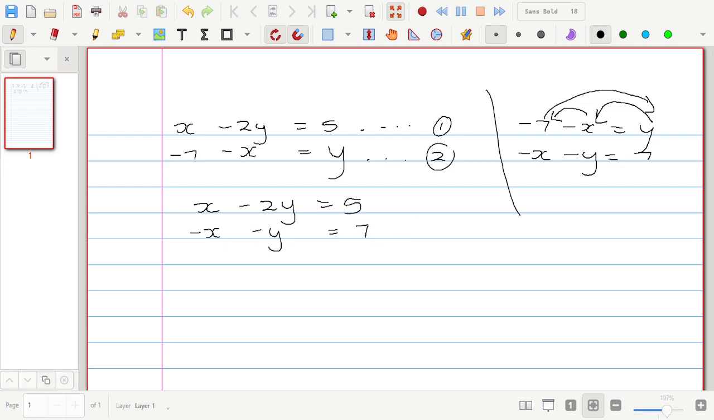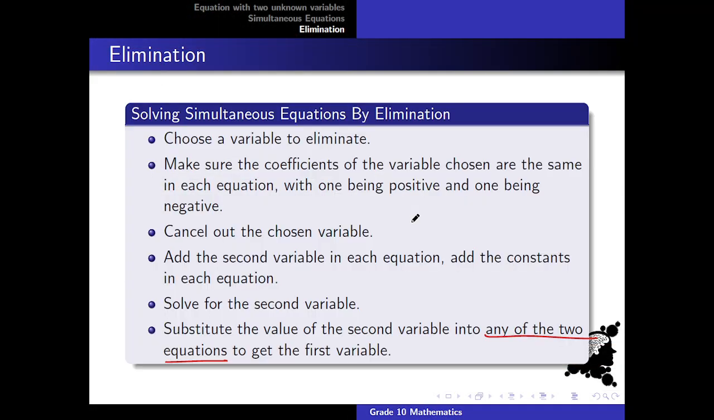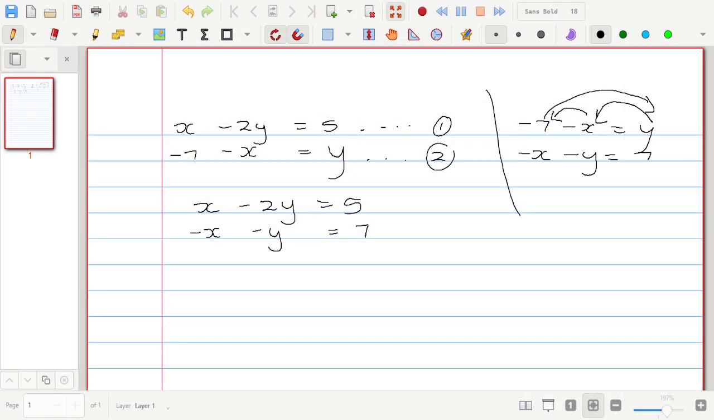Let's quickly go back to our instructions so that we can see what we said we need to do. We said we need to make sure the coefficients of the variable chosen are the same in each equation. Let's quickly go back and check what we have. When we look at the x, the coefficient of x in my first equation is 1. The coefficient of x in the second equation is negative 1. They are the same, the only difference being the signs.